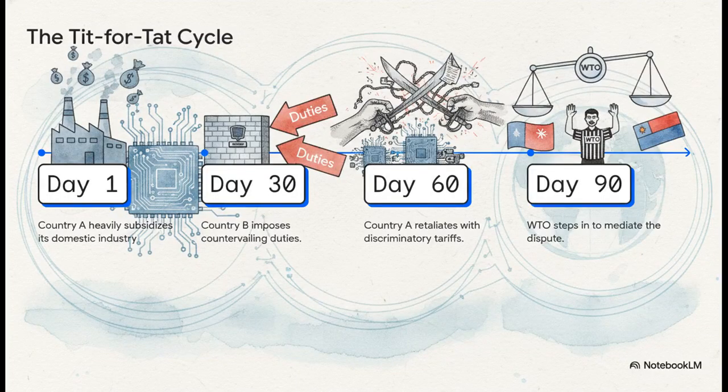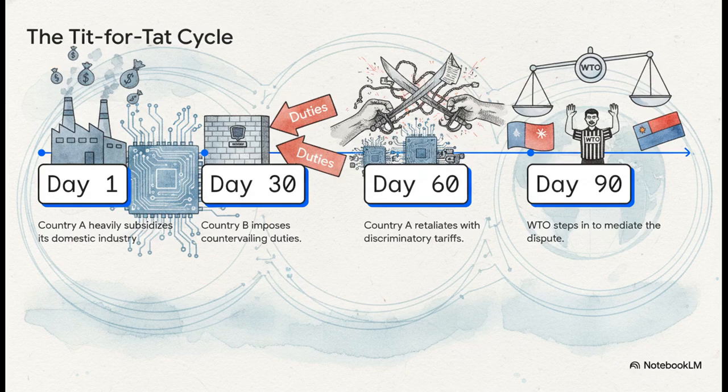Let's picture what happens when those international laws actually get broken, because it usually triggers this vicious cycle of retaliation. Imagine on day 1, country A pumps billions into subsidizing a new tech sector, totally violating trade rules. By day 30, country B feels threatened by these cheap goods and slaps countervailing duties on them to offset that unfair advantage. Well, country A gets angry about that and by day 60 retaliates with brand new discriminatory tariffs.